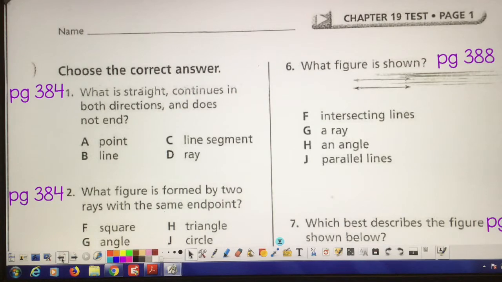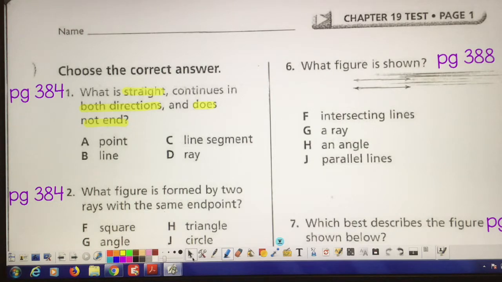So for number 1, what is straight, continues in both directions, and does not end? What I'm thinking is I'm going to take my highlighter and highlight the fact that it's got to be straight. It goes in both directions and it does not end.